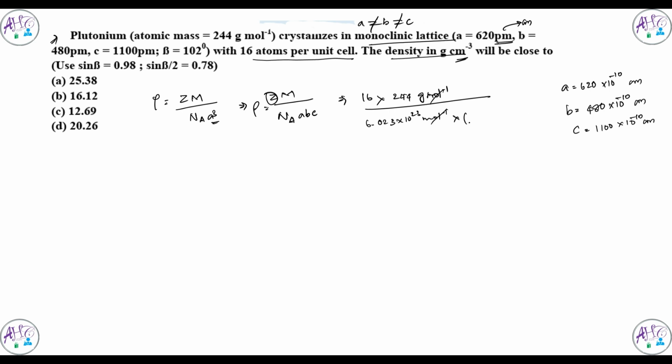Okay, A is going to be 620, B is going to be 480, and C is going to be 1100. Okay, into 10 power minus 10, correct? So 10 power minus 10 centimeter whole cube. Okay, so if you solve, you'll get the density value, which is going to be equal to 20.26. Centimeter cube. So there is a gram. Okay, if you see, this is gram per centimeter cube. So your option D is the correct answer.